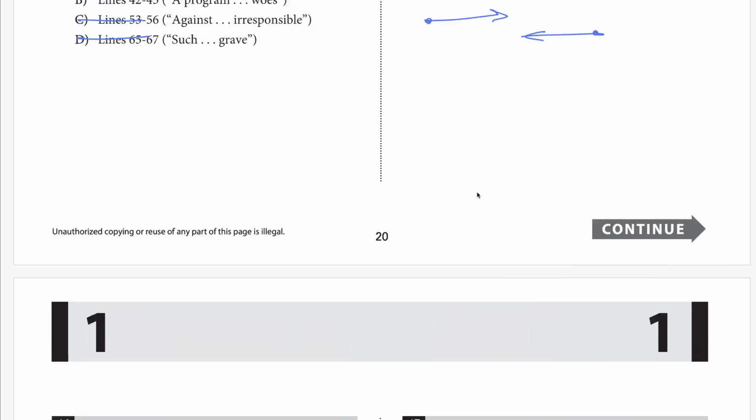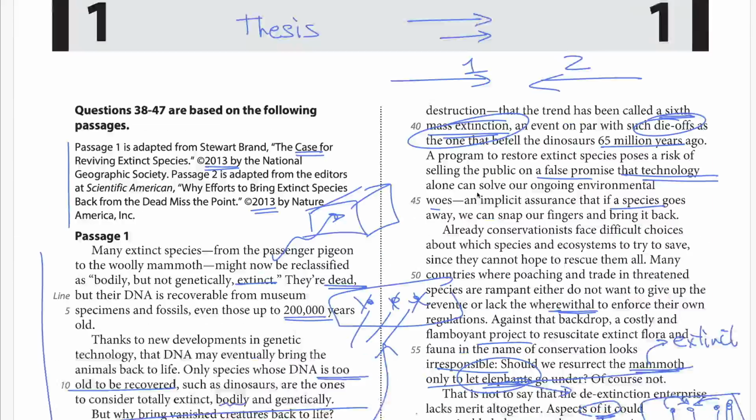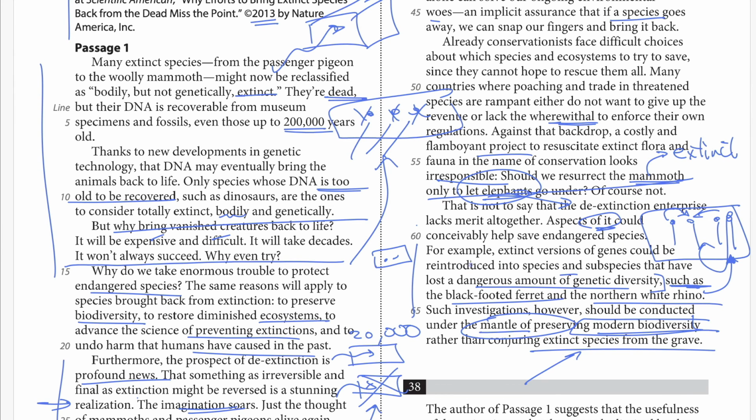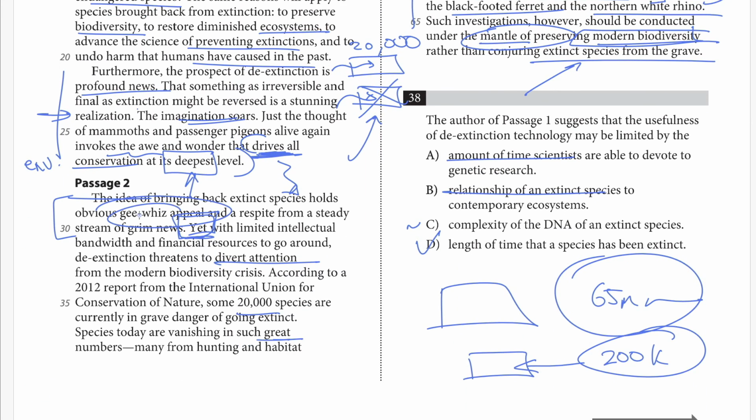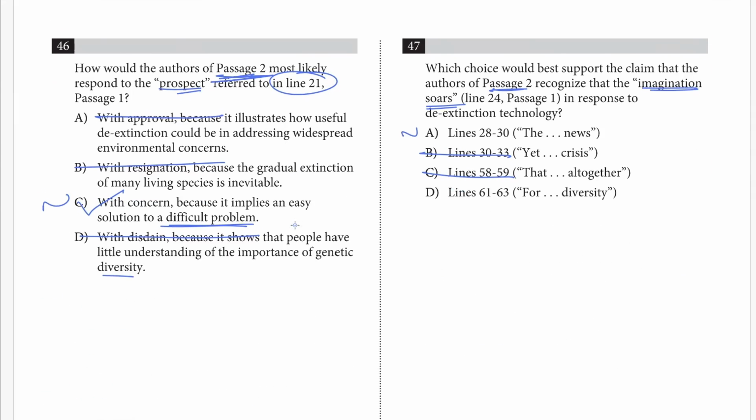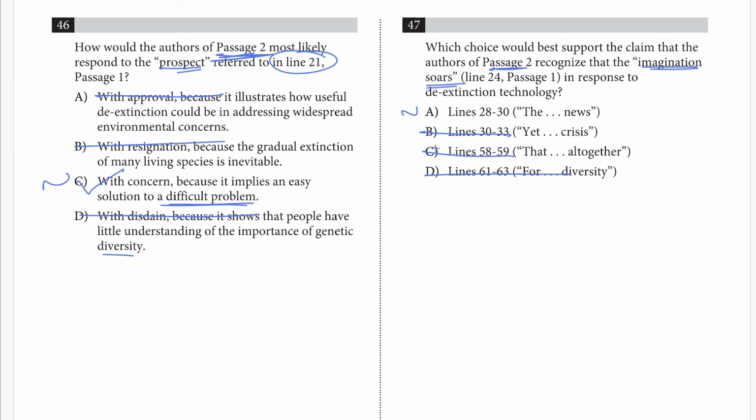And then 61 to 63 as well over here is going to be, for example, extinct versions of genes could be introduced into species, right? So yeah, they want to use this idea, but are they saying it's the imagination source, or oh my goodness, it's awesome? No, they're being very understated. The only time they're super excited about this is the starting part over here, the obvious Jeeves appeal, right? So that's the reason why A is correct and D is out. Remember, these are possible choices, right? But this one is very strong, and that's why A is the correct answer.